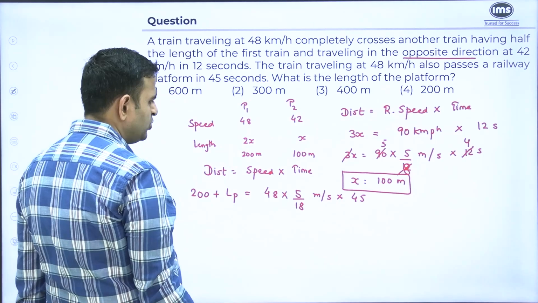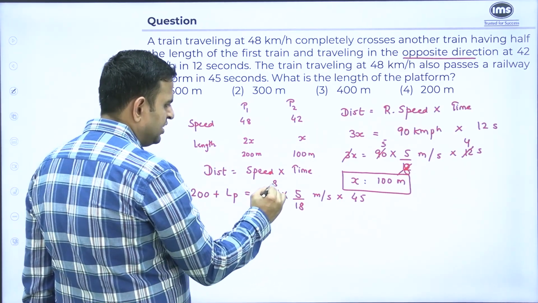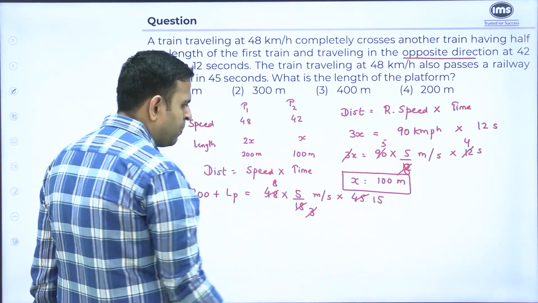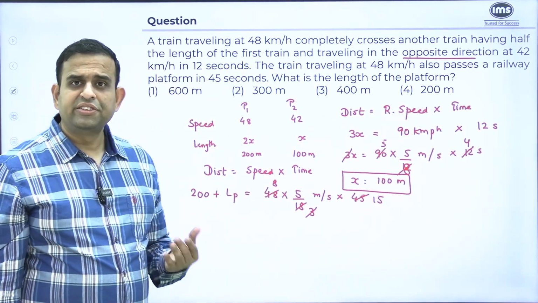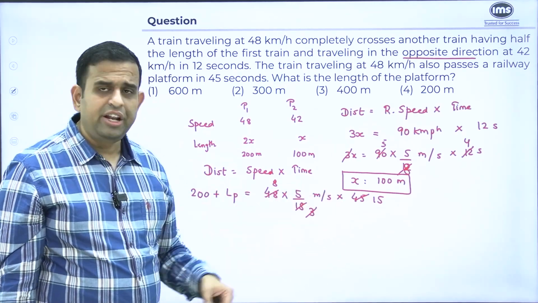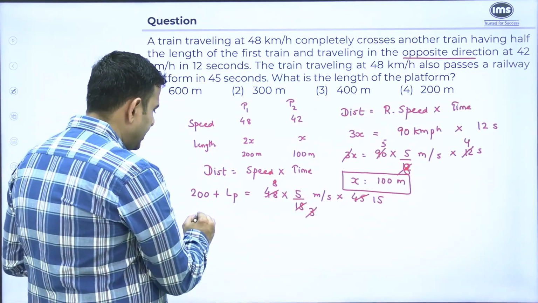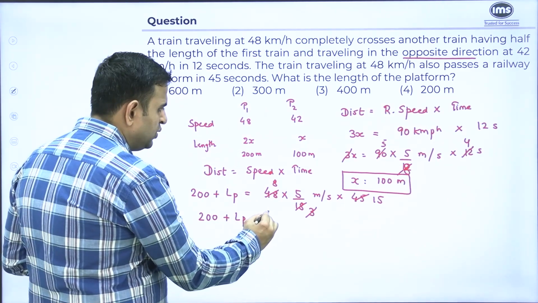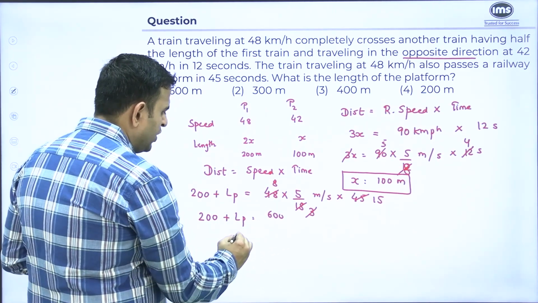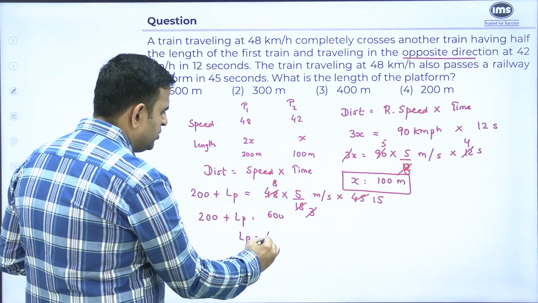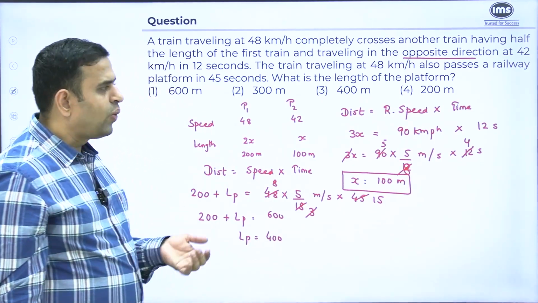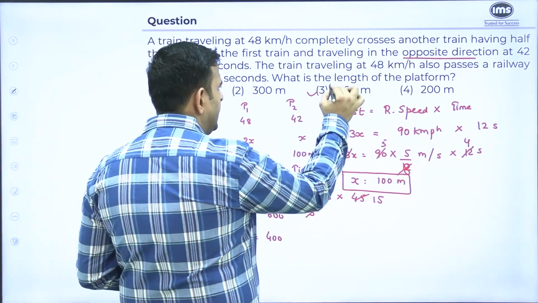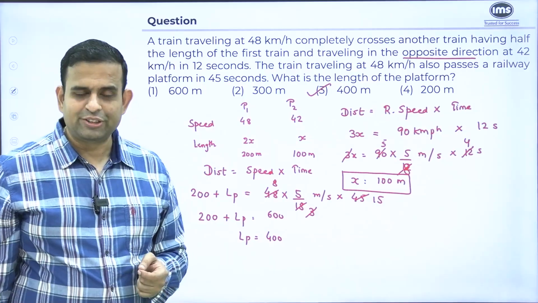Let's simplify this now. So one can say over here 6 8s are, 6 3s are, this is a 15. So 8 times 5, one can say, happens to be 40. 40 into 15 happens to be 600. So one can say 200 plus the length of the platform is equal to 600, giving you the length of the platform to be equal to 400. So the required length of the platform is going to be 400 meters. Hence option number 3 is the answer for this particular question.